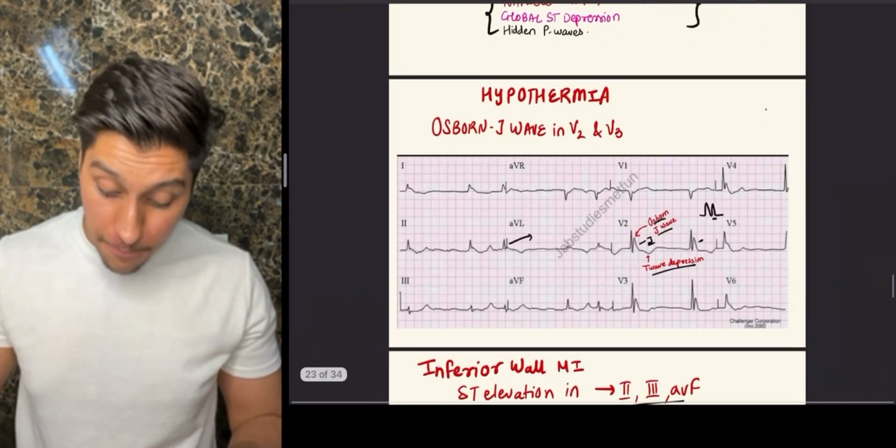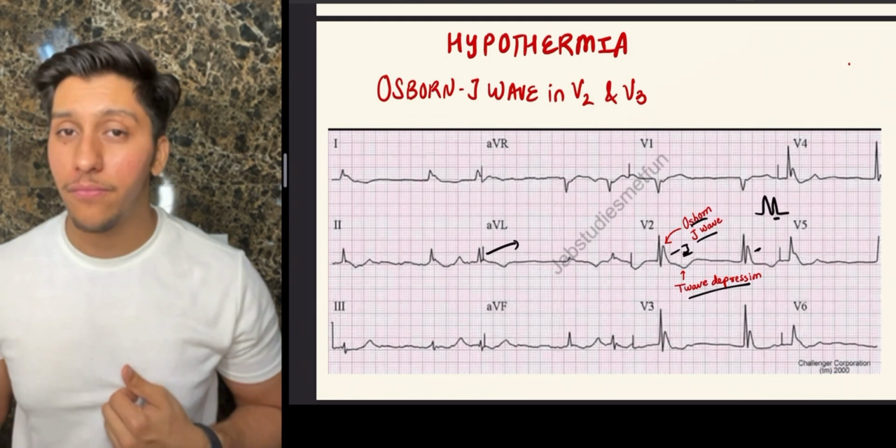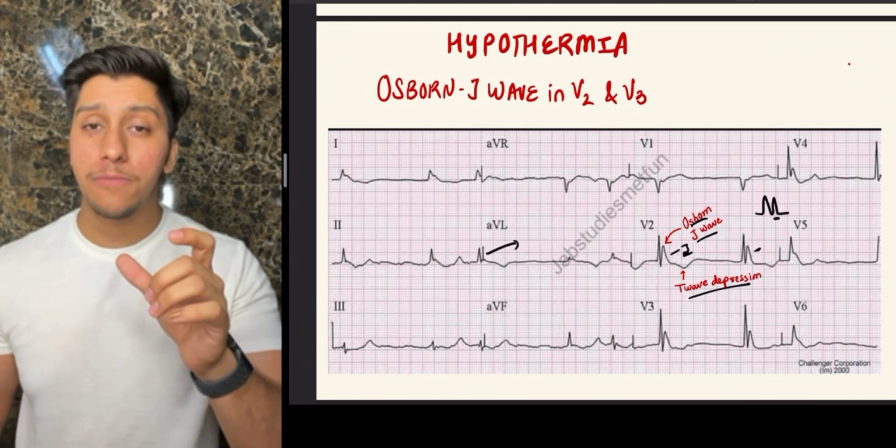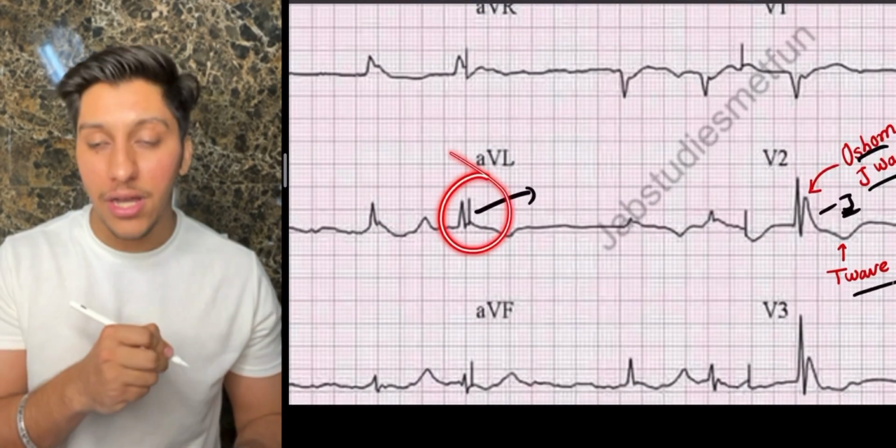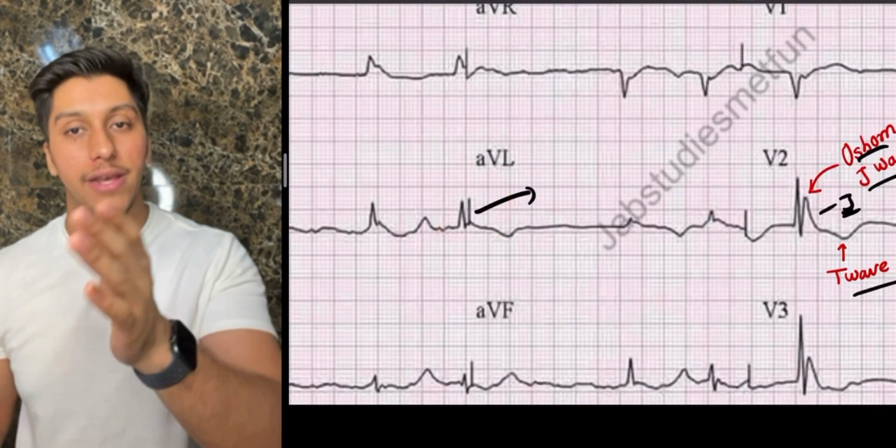Next, guys, hypothermia. Remember we talked about Osborne J wave. Management was rapid rewarming using peritoneal dialysis using warm saline. Osborne J wave, you will see, just comes after the QRS complex.